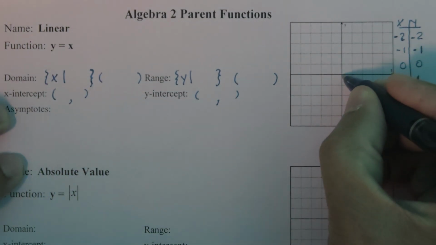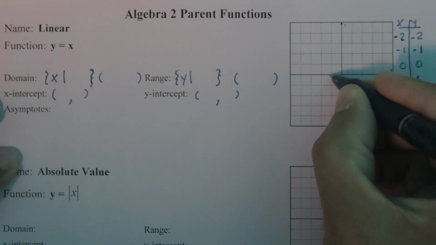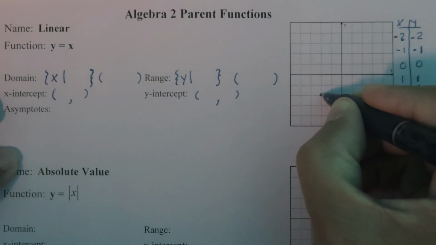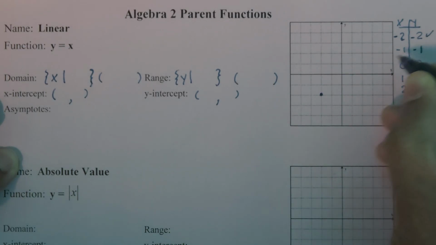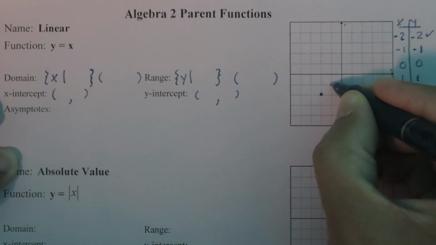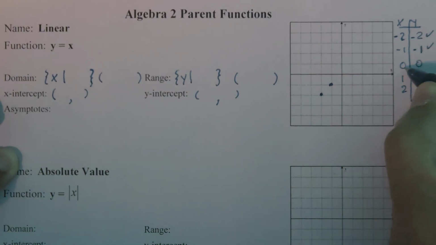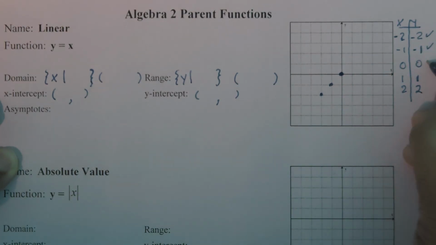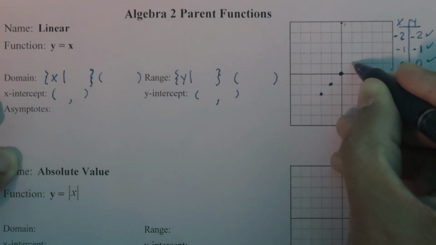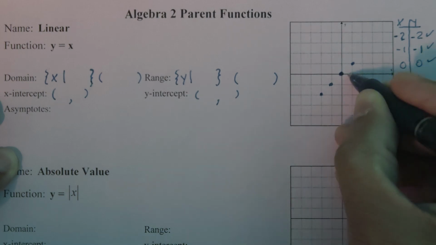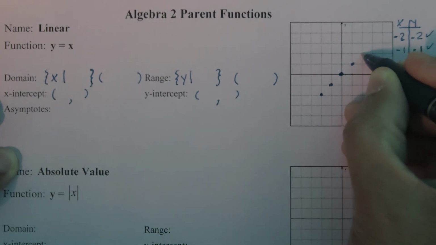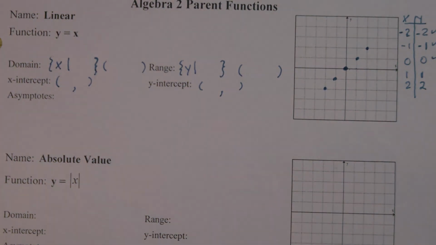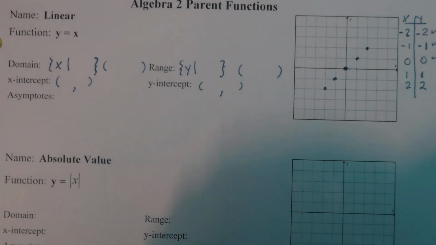So then I'm going to plot these points from the origin. I'm going left 1, 2, down 1, 2. So that's the first point. And then left 1 from the origin, down 1. So that's the second point. And then 0, 0, that means the graph passes through the origin. And then right 1, up 1 from the origin. And then right 2, up 2 from the origin. And from there, all we have to do is connect the points.